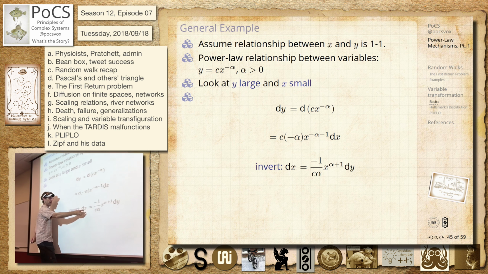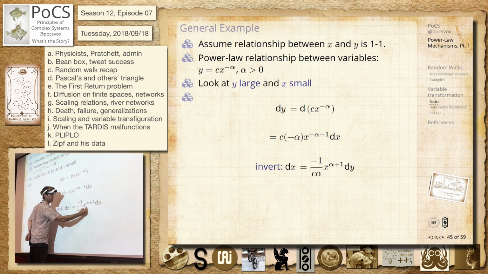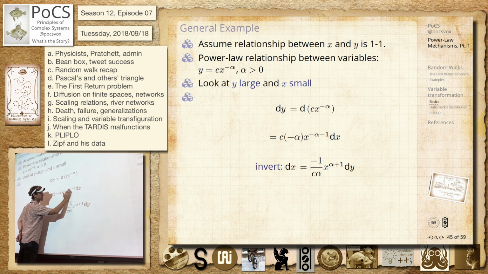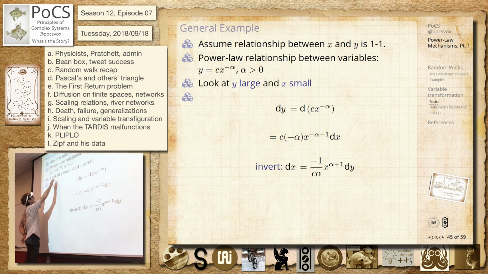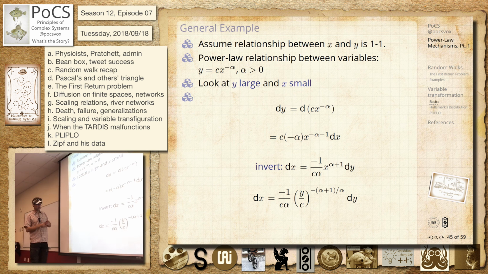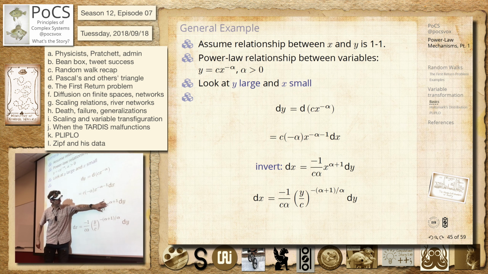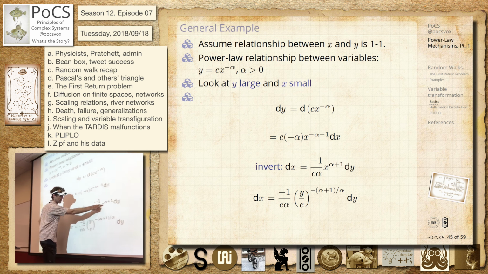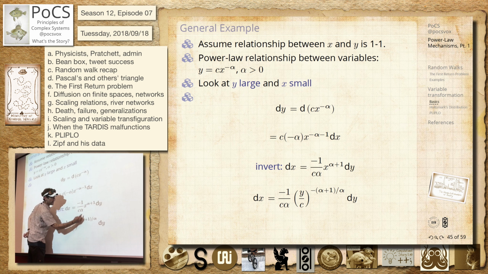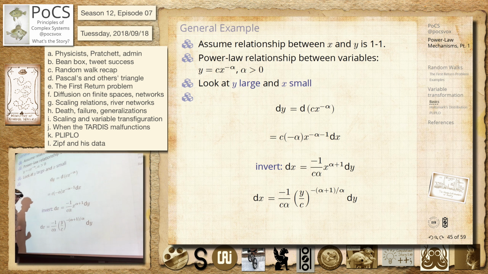So our dx is going to have this form. I've brought all of this over: x to the alpha plus 1 now, right? This was x to the minus alpha minus 1. And then this has to be replaced by x in terms of y, and that's what this is. So still the same constant at the front. x is y divided by c to the power of minus 1 over alpha. So this is y divided by c, and then this whole blob here, and then we've got minus 1 over alpha in there as well.